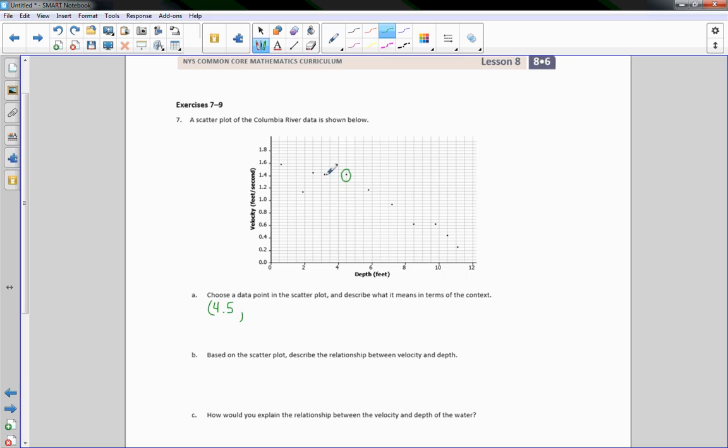And the velocity is 1.4, I don't know, 1.42. So what that means is when the water is 4.5 feet deep, the velocity is 1.42 feet per second.